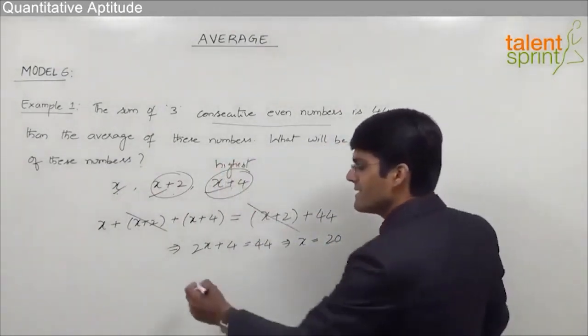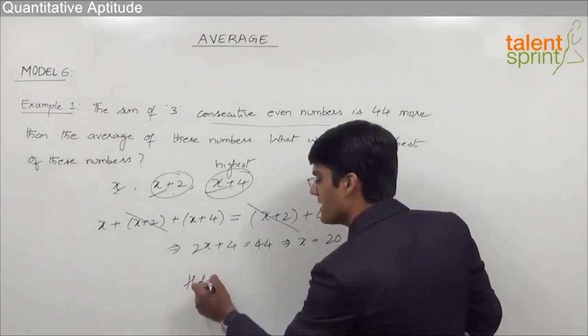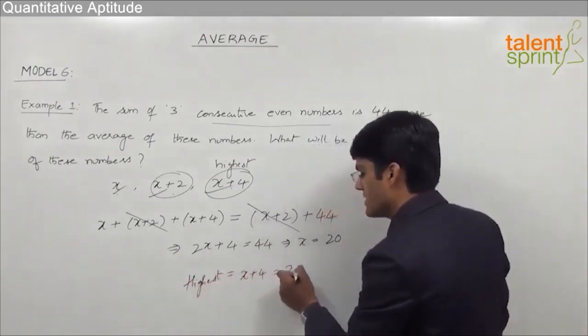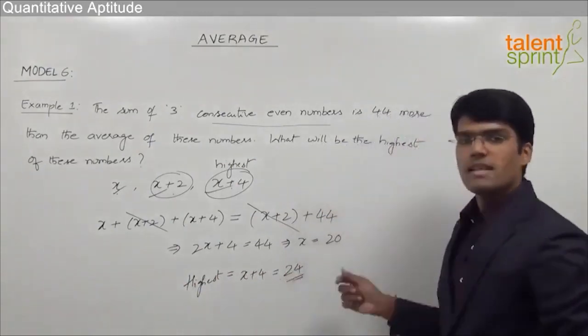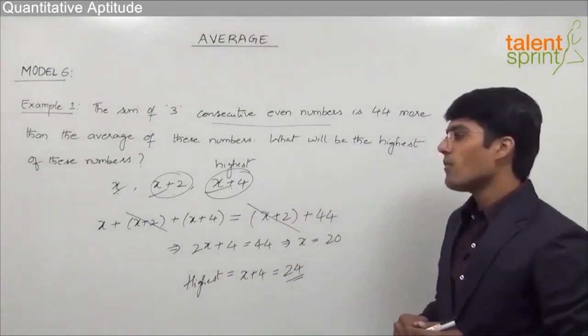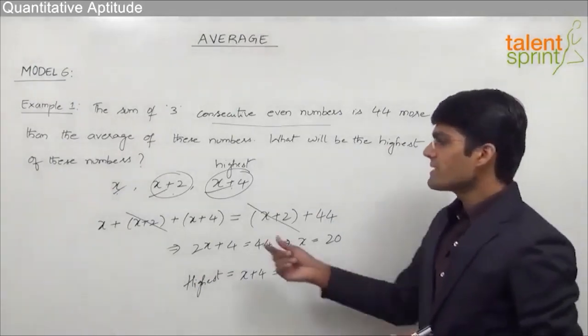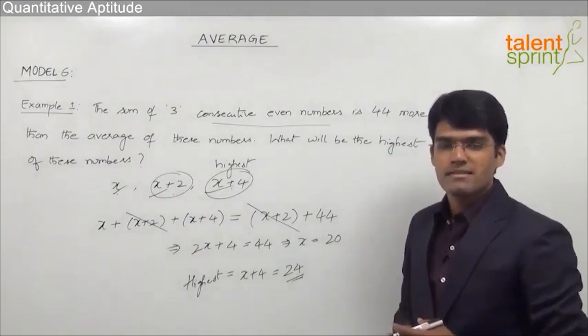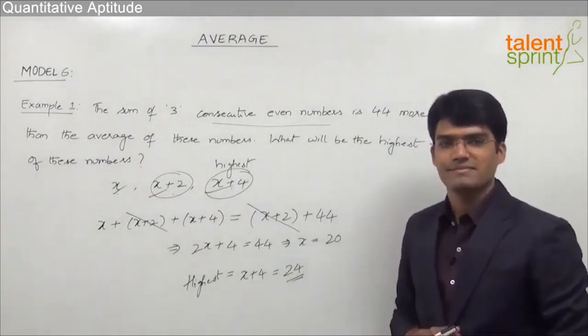We know that x is equal to 20. So we can say that the highest number will be equal to x plus 4, that is 24. So the answer for this question will be 24. So remember that for consecutive numbers, the average should always be taken as the middle number. And that helps us in solving the question faster.